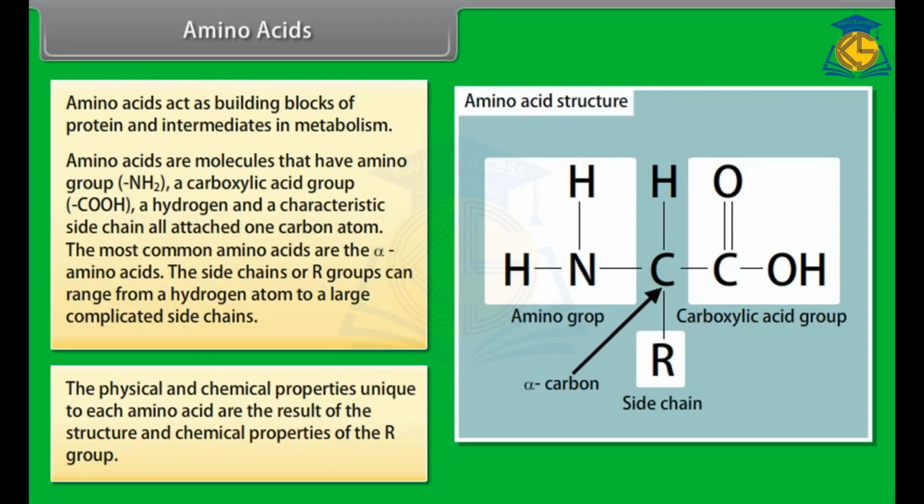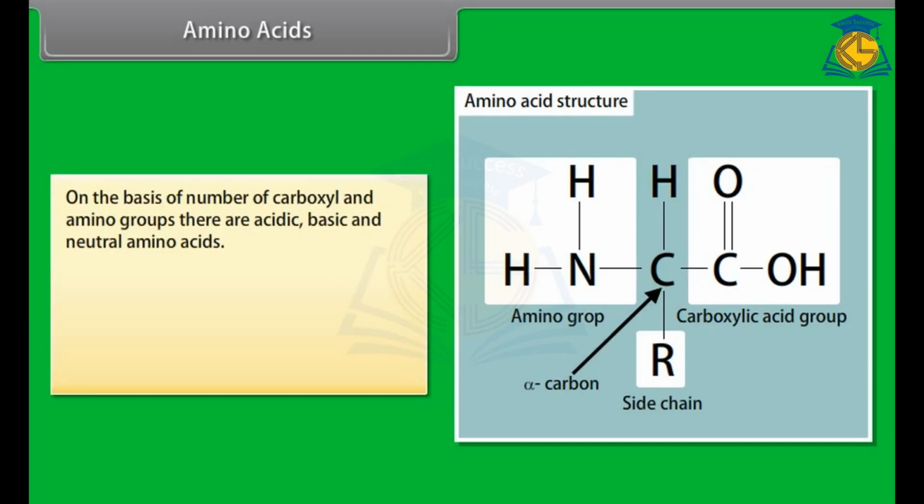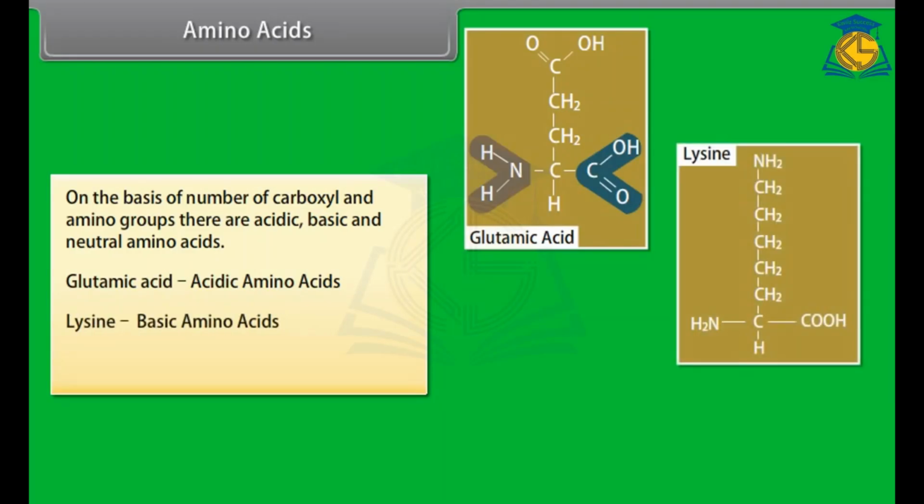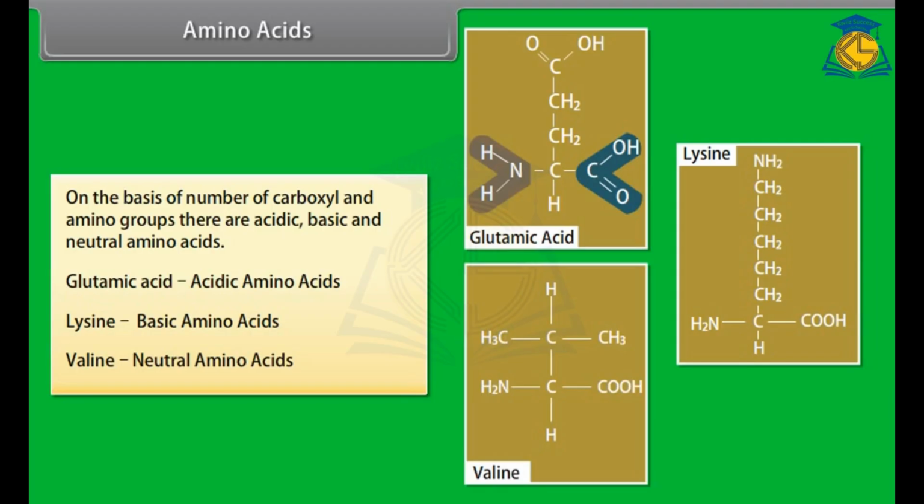The physical and chemical properties unique to each amino acid are the result of the structure and chemical properties of the R group. On the basis of number of carboxyl and amino groups, there are acidic, basic and neutral amino acids. Glutamic acid is an acidic amino acid. Lysine is a basic amino acid. Valine is a neutral amino acid.